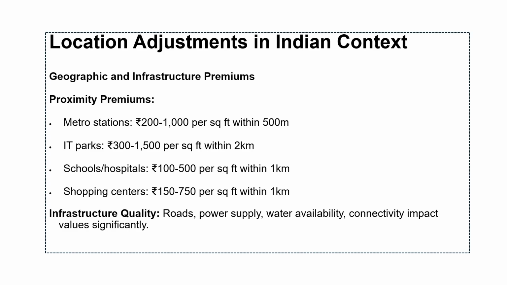Then infrastructure quality: road, power supply, water availability, connectivity impact valuation significantly. So all these amenities which are available, they are also impacting, and for that also adjustments have to be made.